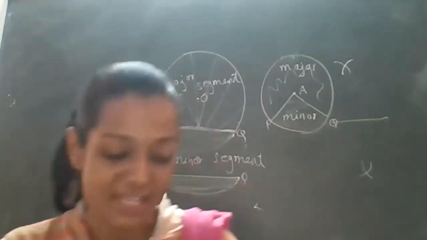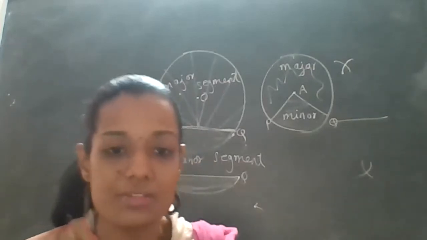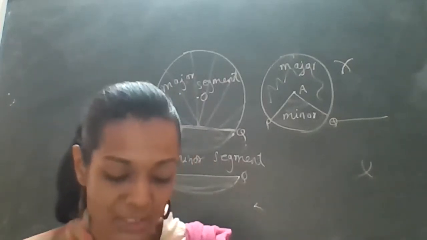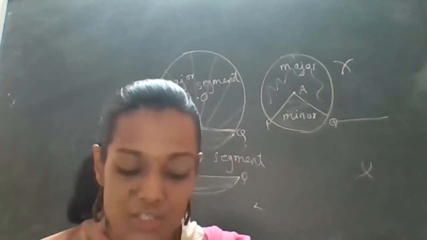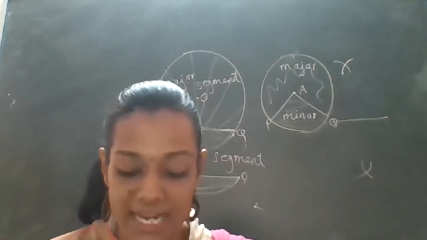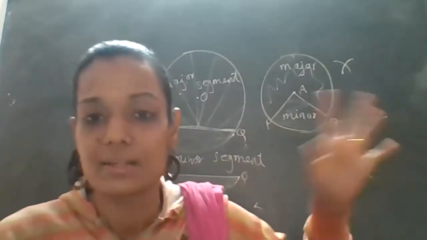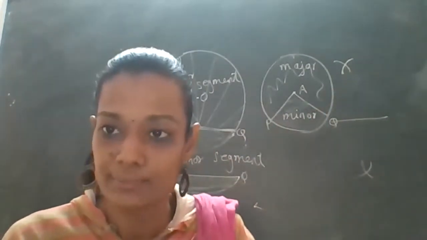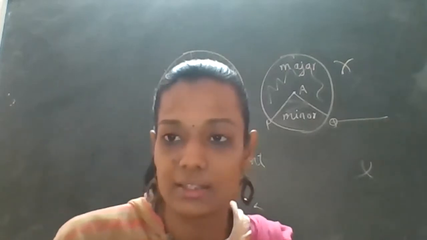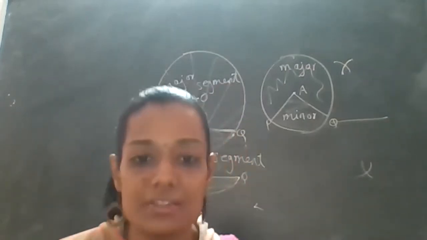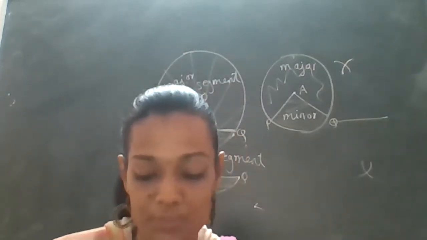Now starting exercise 10.1. First is fill in the blanks. First question: the center of a circle lies in dash of the circle. Where does the center point lie, interior or exterior? Interior. Right. So our answer will be the interior of the circle.